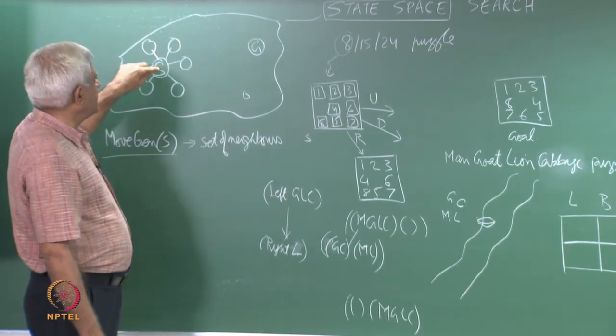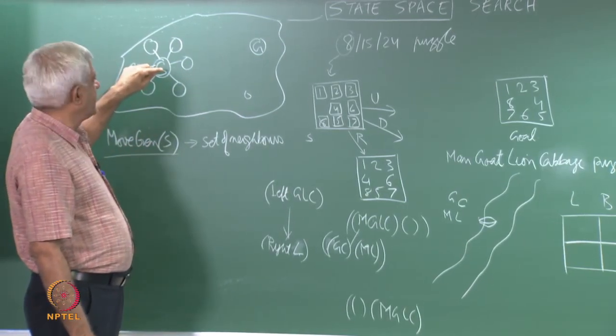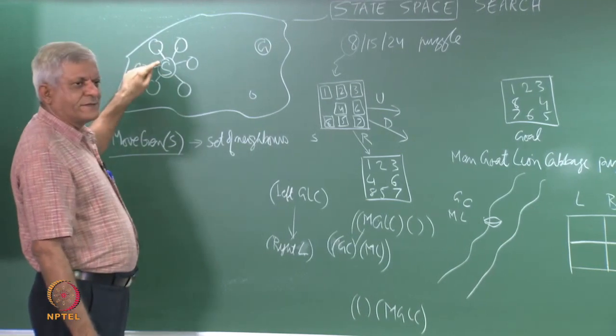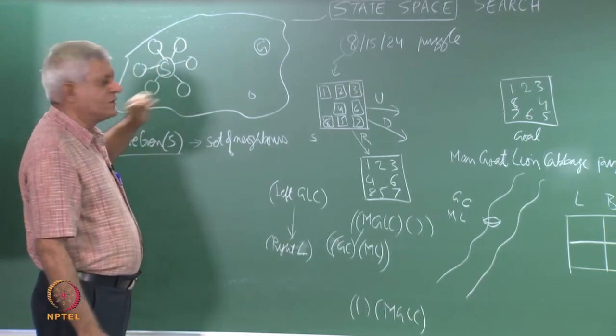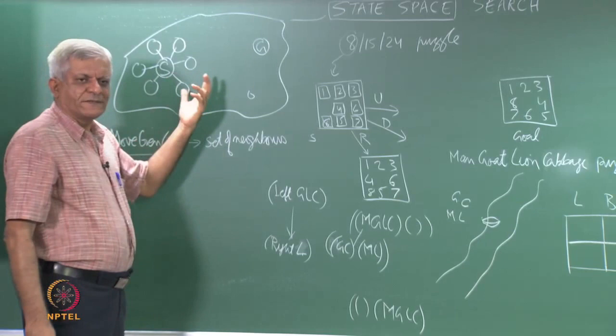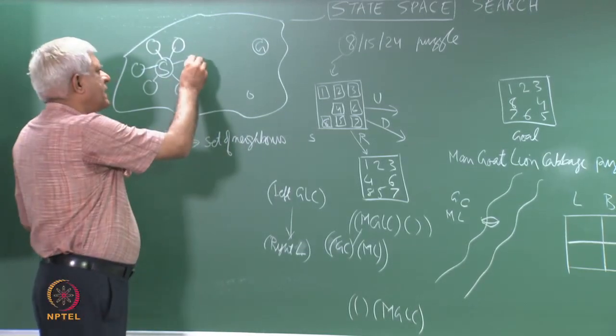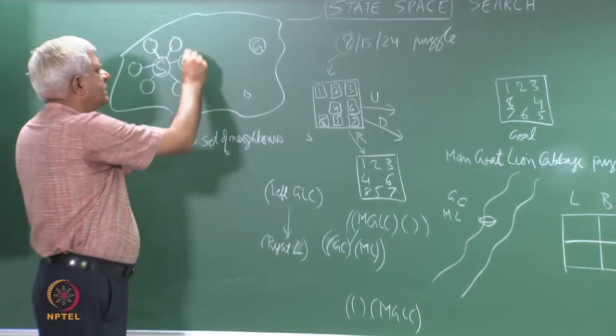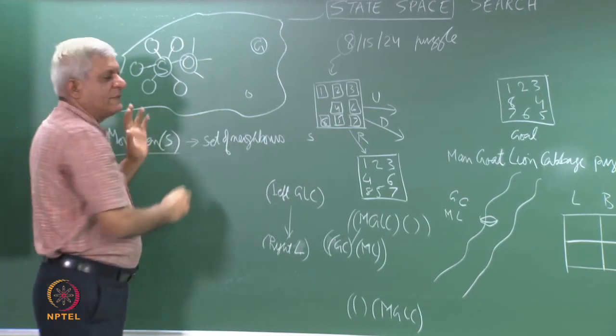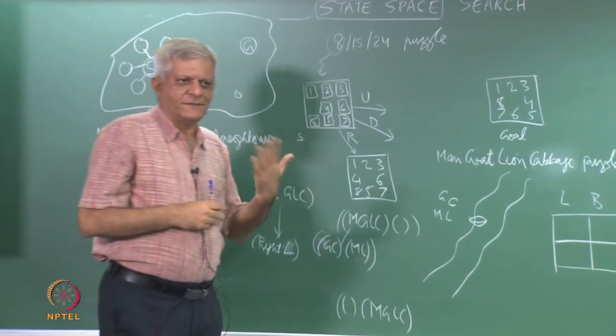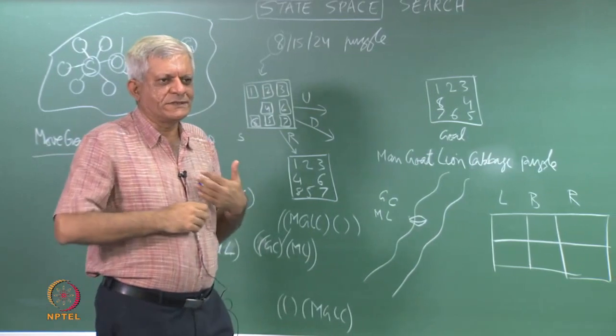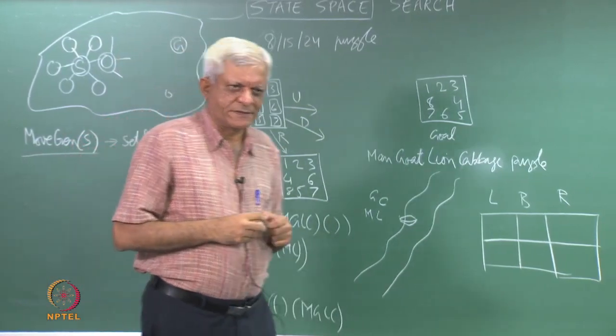So, I will apply the move gen function to this state, I will get a set of neighboring states, I will go to the neighboring state and see if that is the state I was interested in, otherwise I will apply the move gen function to that state, and in this process I will navigate the state space trying to reach the goal state that I am interested in essentially.